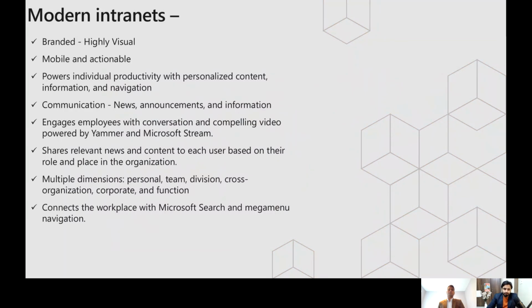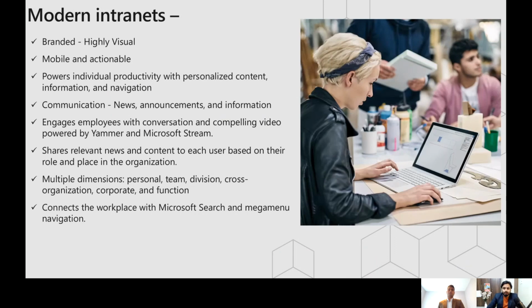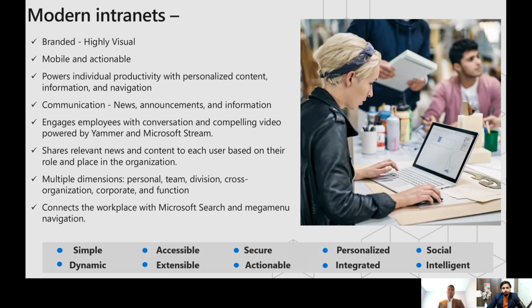You get the brand, highly visual, mobile and actionable. You can power individual productivity. I'll tell you the example in Facebook. When you start reacting to pet videos, maybe a dog or a cat, Facebook makes sure, using ML or AI, machine learning and artificial intelligence, it delivers you the most relevant content that you are interested in on this platform. So that all powers individual productivity with personalized content, information, and pages.